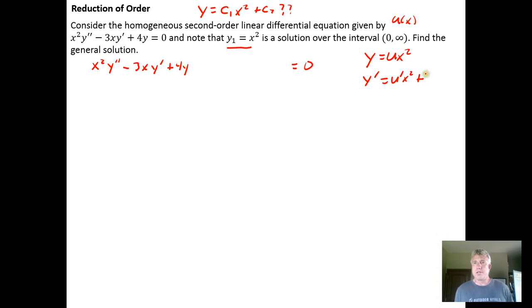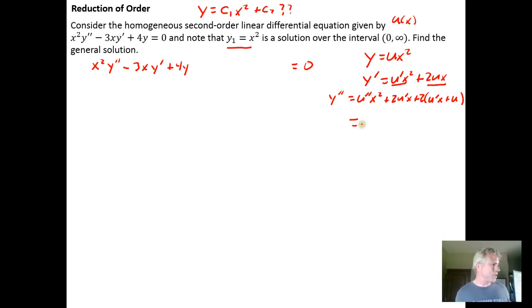plus 2ux, and then we need to take the second derivative of that, which will be a bit longer because we'll have two terms, each of which will require the product rule. So we'll get u double prime x squared plus 2u prime x plus 2 times, and then we need the derivative of u times x, so it's going to be u prime x plus u times 1, which is just u.